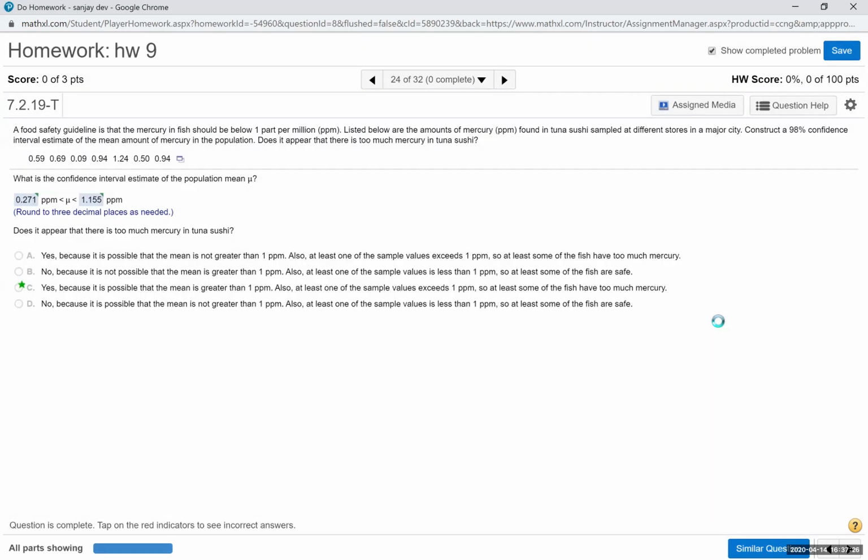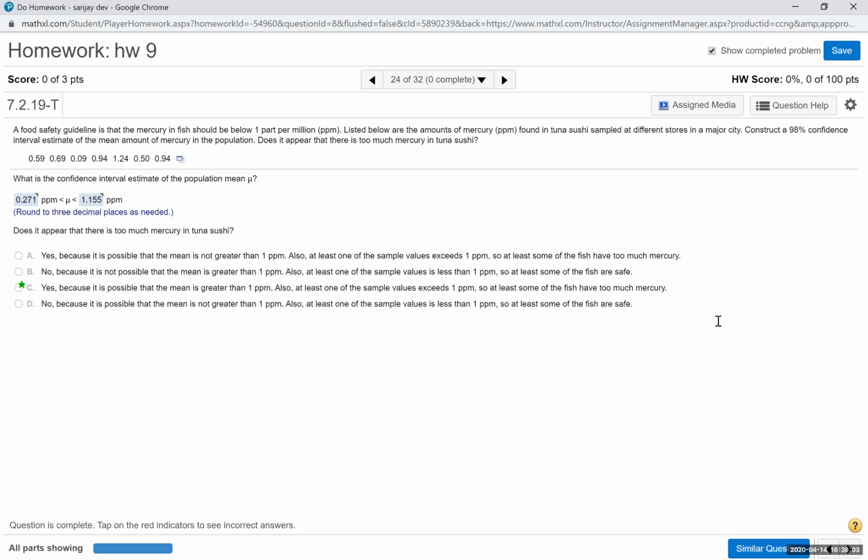Number 25, okay, this time instead of giving you stats, they give you data. So make sure you put all these numbers in L1. Now when you do T interval, instead of putting your stats, which you could do, I guess, you could find one variable stats L1, write down what your x bar is and what your sample standard deviation is, doing exactly what we just did. Or better yet, just put all these numbers in L1.